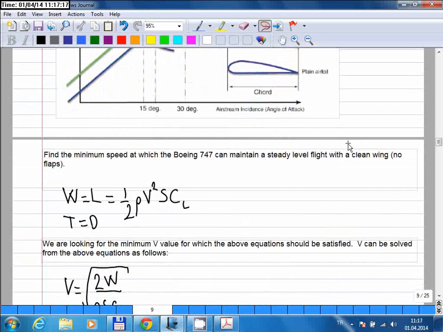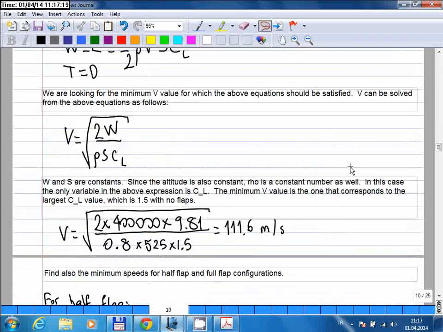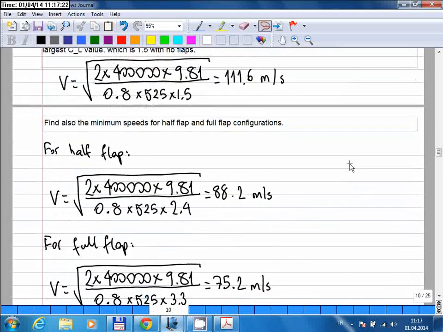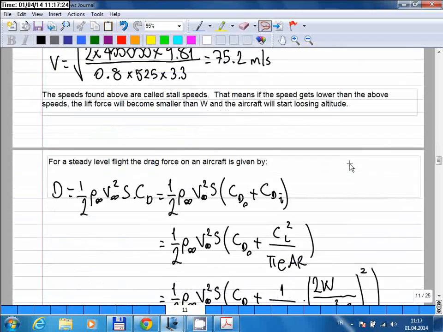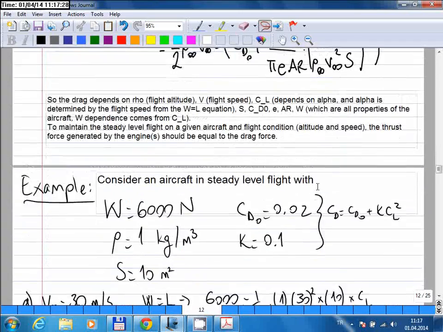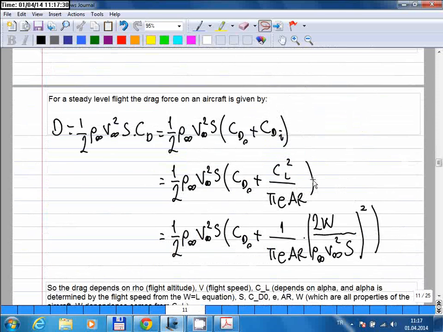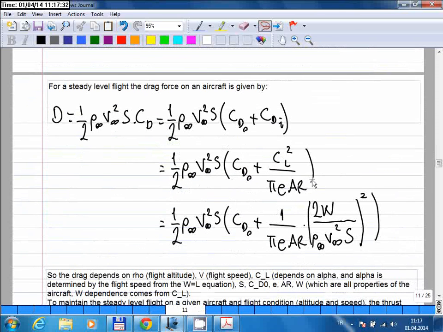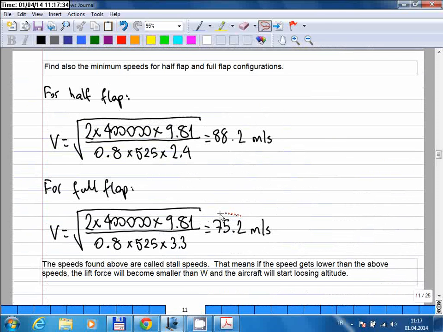And let's think about what happens if the flight speed is lower than that. So this is the minimum possible flight speed. Let's say for some reason the aircraft slows down even more. Let's say the engines are not running properly and the aircraft cannot maintain this speed.